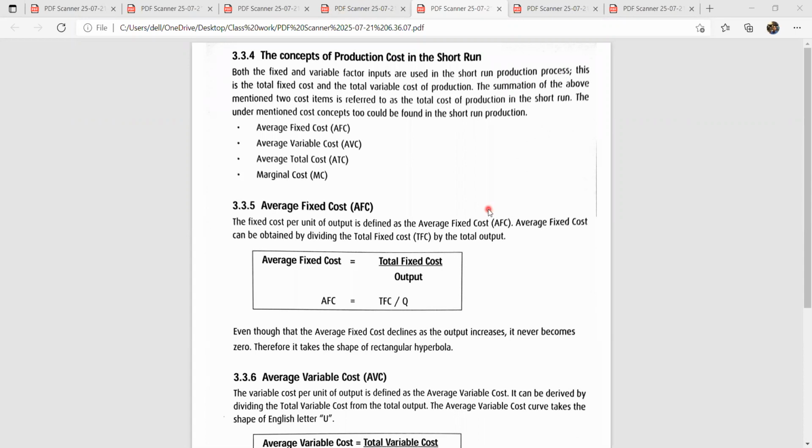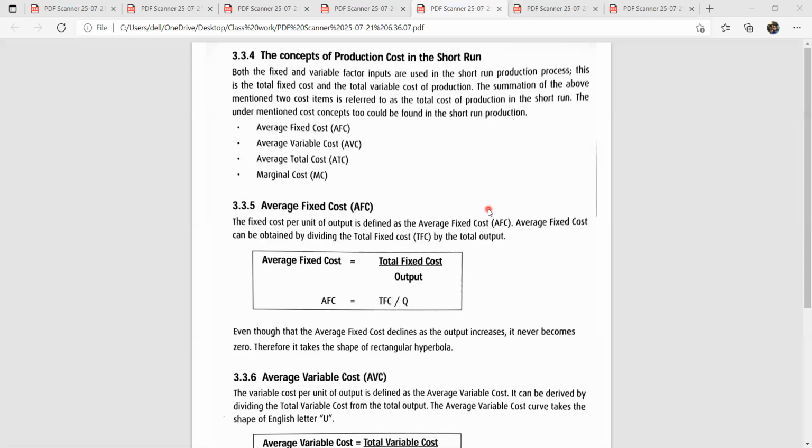Right. Next one, the concept of production cost in the short run. Both fixed and variable factor inputs are used in the short run production process. This is the total fixed cost and the total variable cost of production. The summation of these two cost items is referred to as the total cost of production in the short run. The undermentioned cost concepts too could be found in the short run production.